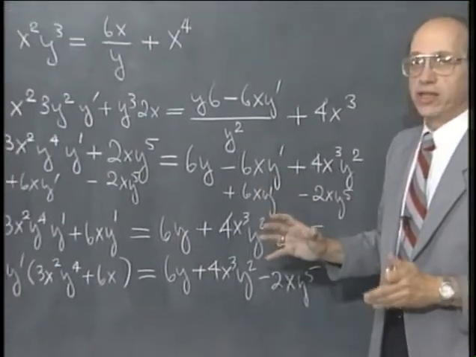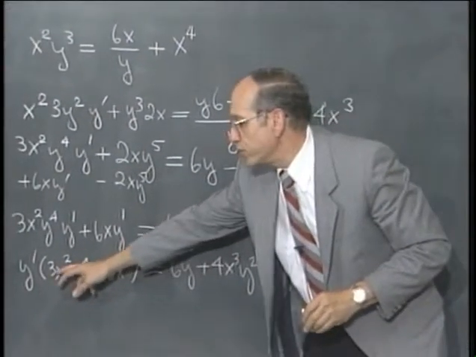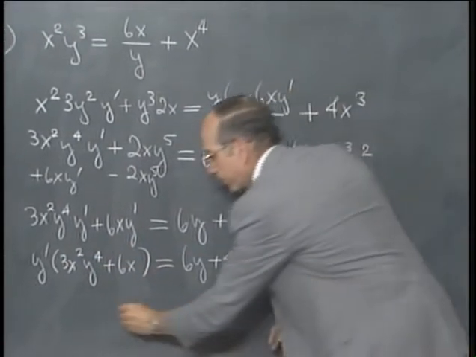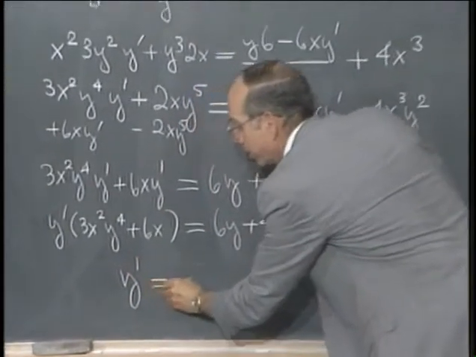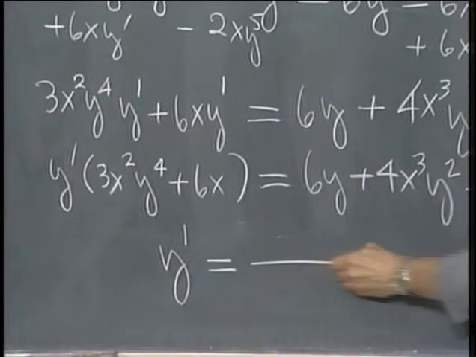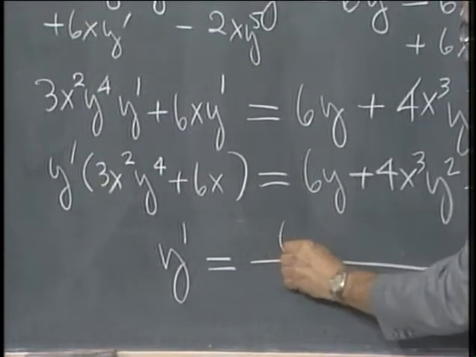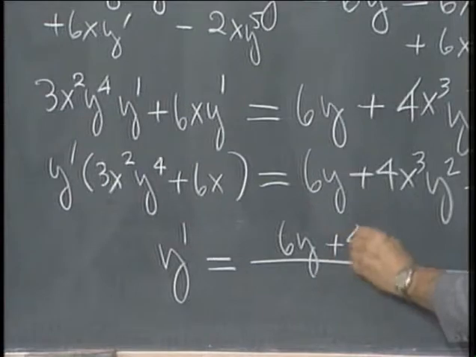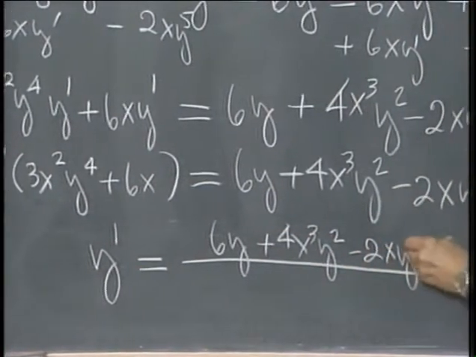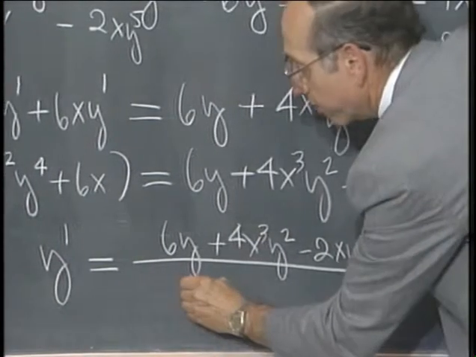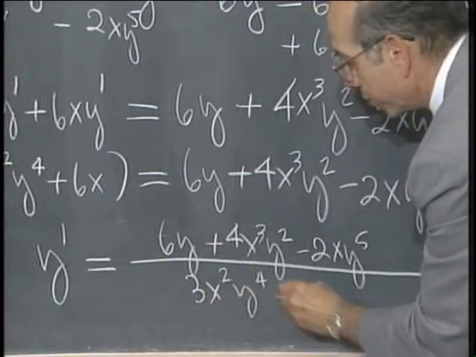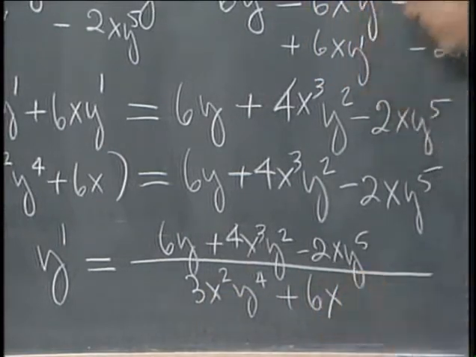We have to divide the entire equation by the coefficient of y prime in order to solve for y prime. And the coefficient of y prime is this expression right here, 3x squared y to the fourth plus 6x. So we have here in the numerator 6y plus 4x cubed y squared minus 2x y to the fifth, the whole thing divided by 3x squared y to the fourth plus 6x.